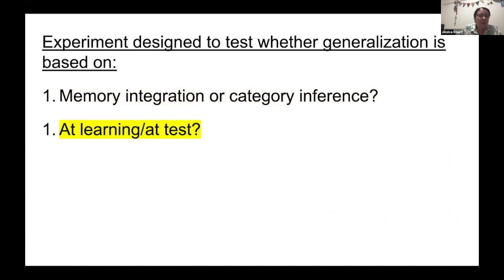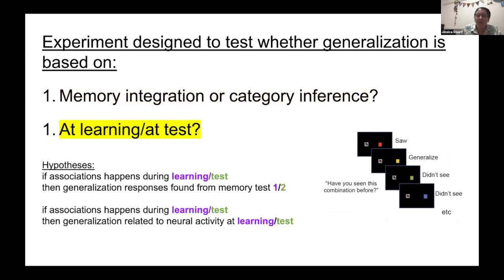And finally, to test whether this is happening at learning or test, as I explained, we're going to add these little memory tests in. We think that if the associations happen during learning, then we should find these kind of generalization, false memory responses from the first memory test. Whereas if they were happening on the fly during the test itself, during the inference test, then we shouldn't find them in the first memory test, but we should start to find them from the second one.